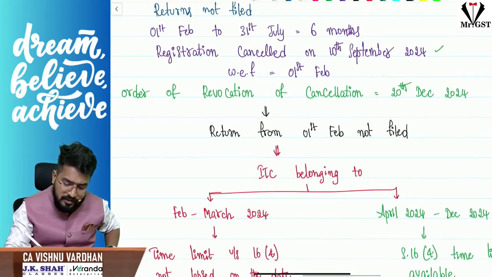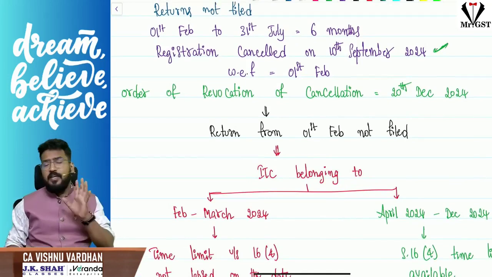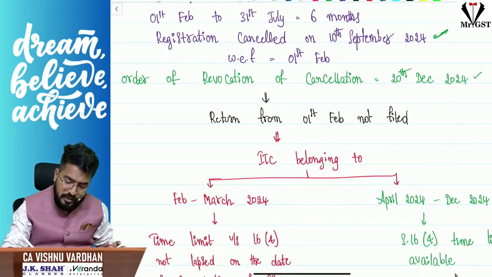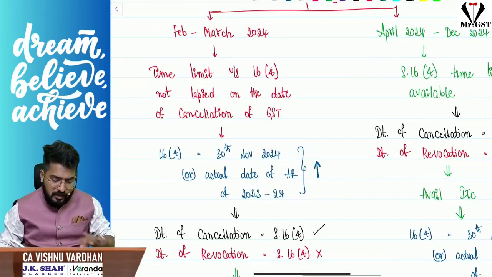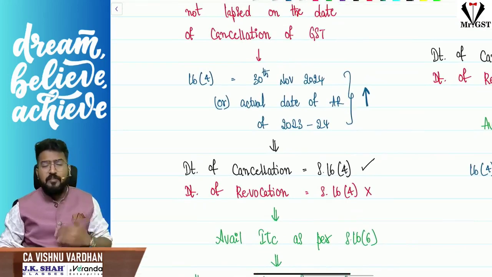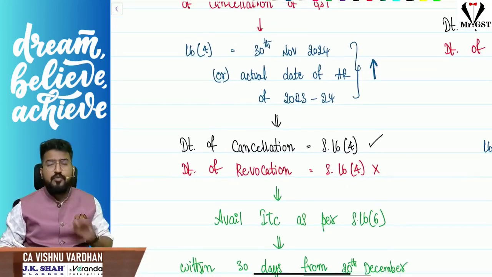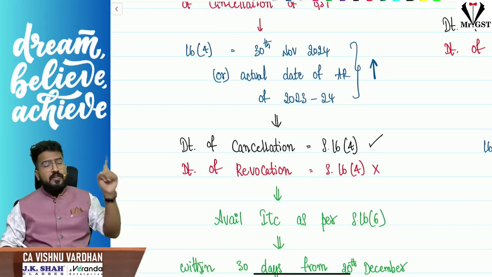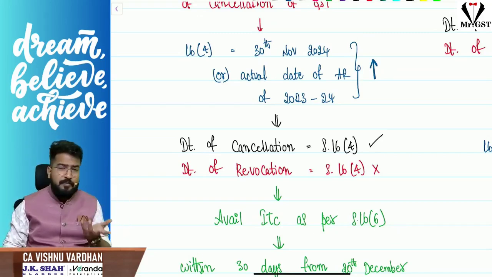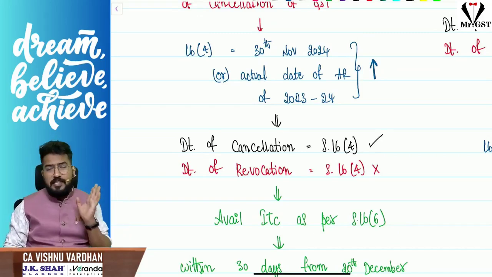So on 10th September they are cancelling the registration. During that time, I still had the chance to take ITC under 16(4). But at the time of revocation, on 20th December, the time limit to avail ITC under 16(4) was not available. So simply, when the department cancelled my registration, the 16(4) time limit was applicable for Feb and March. I could have taken that if you had not cancelled my registration.